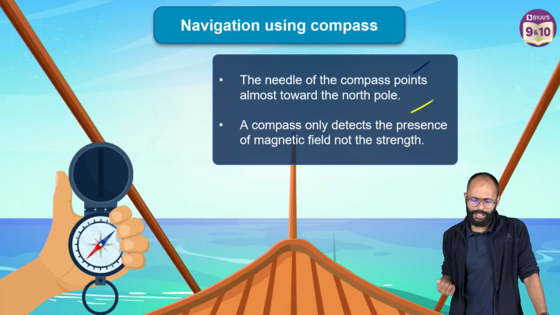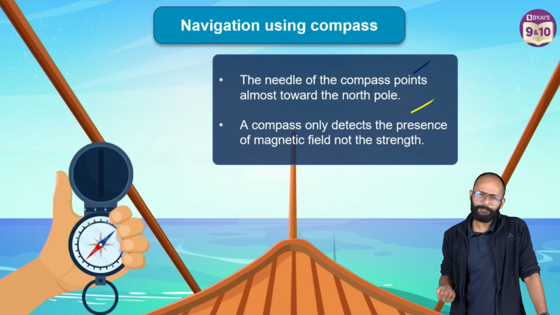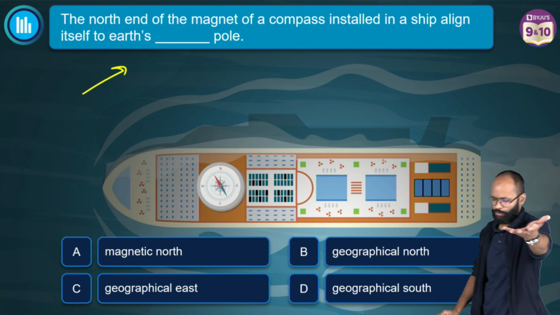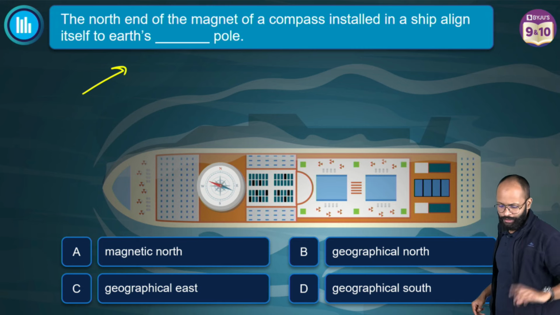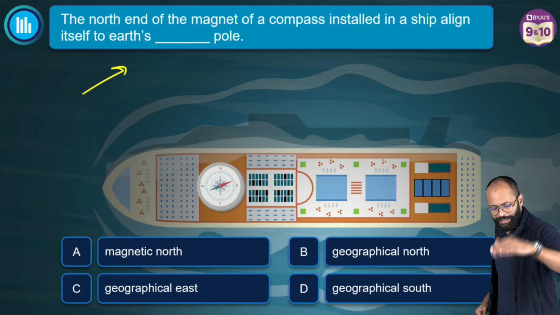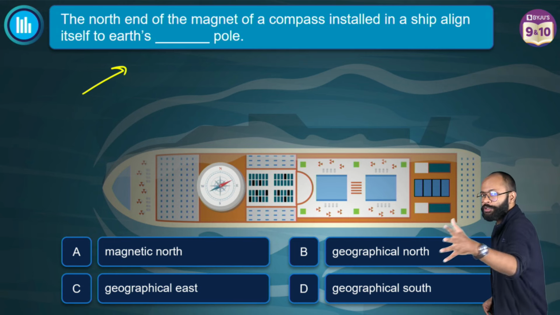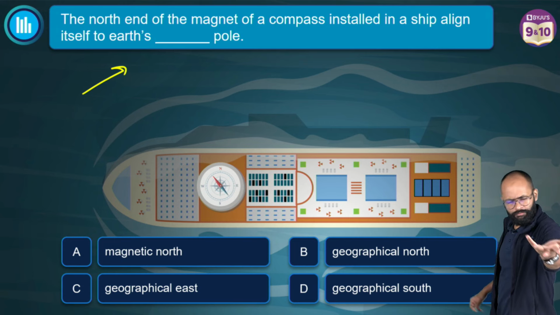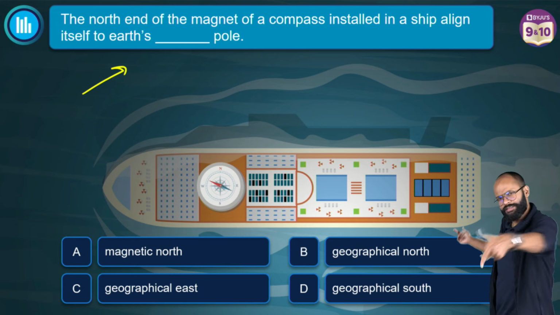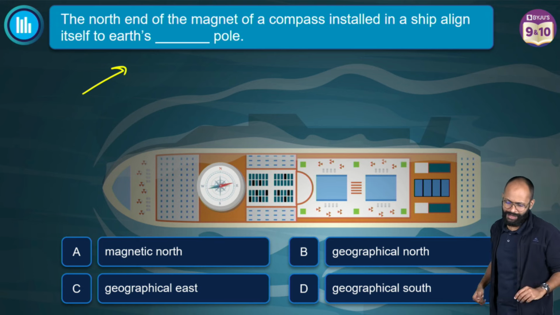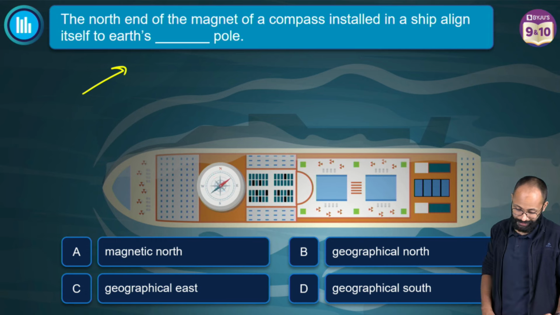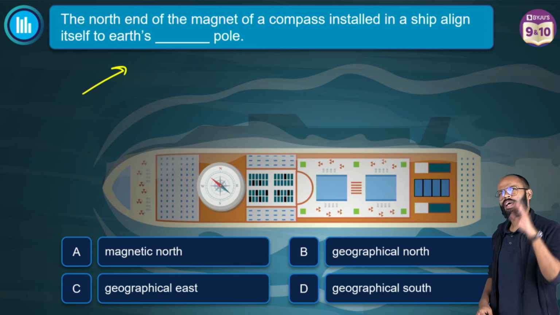Now, we can say, is it enough for us to understand? Let's see. एक question कर लेते हैं फटाफट. The north end of the magnet of a compass installed in a ship aligns itself to Earth's dash pole. Come on, we just did this question. Sir, you just told me. You're right. Come on. If you know the answer, tell me right now. A is magnetic north, geographical east, geographical south.